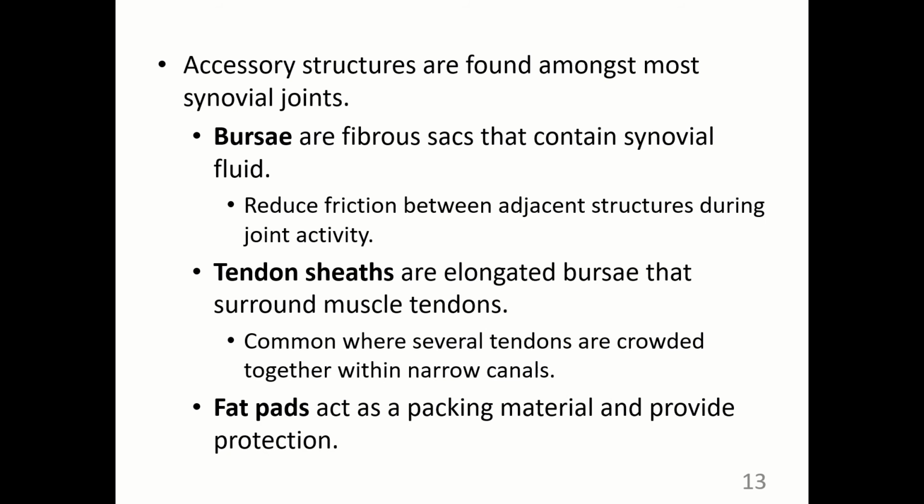Accessory structures are found amongst most synovial joints. And they include bursa, tendon sheaths, and fat pads. Bursa are fibrous sacs that contain synovial fluid. They reduce friction between adjacent structures during joint activity. Tendon sheaths are elongated bursa that surround muscle tendons. They are common where several tendons are crowded together within narrow canals or spaces. Fat pads act as a packing material and provide protection.